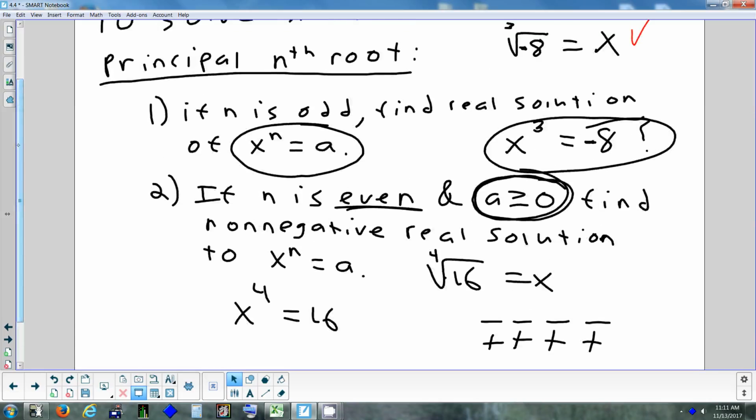Okay, so 1 and 2, I'm just kind of showing you ways you can think about cube roots and fourth roots if you didn't understand what they mean. It's basically like solving that equation. What to a power equals a number. Okay.